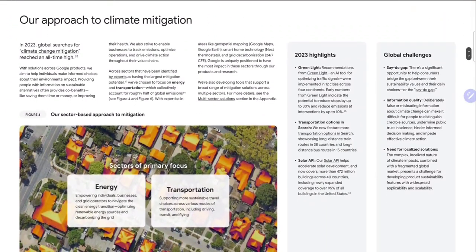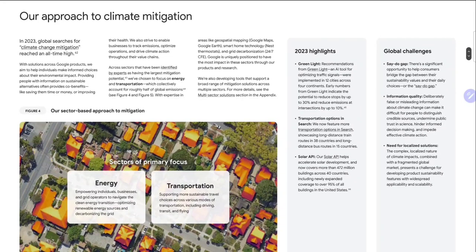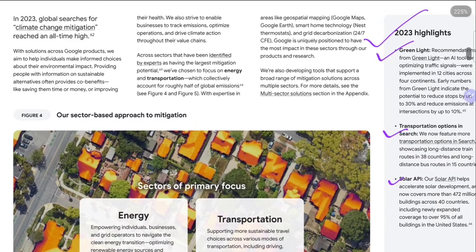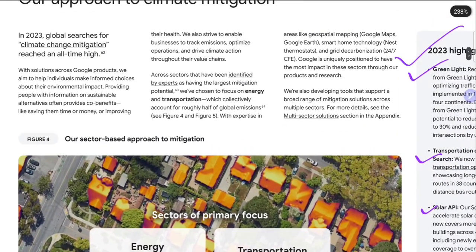So what is the approach to climate risk mitigation? What are the performance highlights related to this? So let's say the company has worked on green lighting, transportation options in search, solar API, global challenges also; that information is also given here. Now what you see here, from the audit and assurance perspective or learning perspective of ESG and sustainability, you see what the company is writing related to this climate change mitigation.